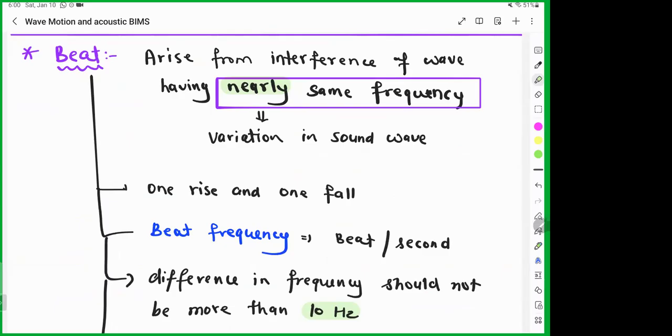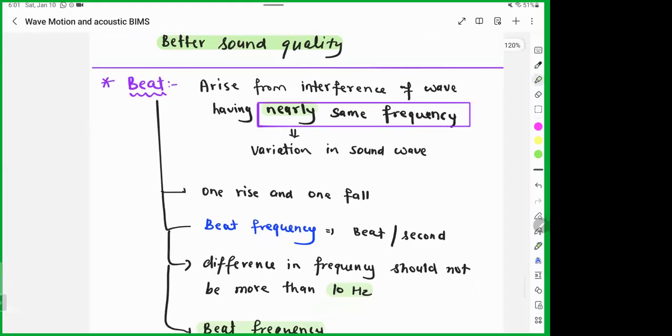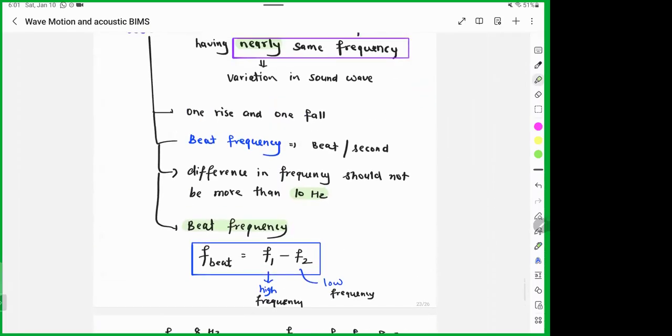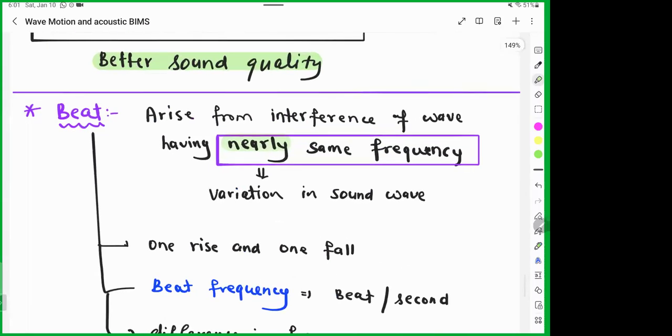Beat. So when you see beat, you have a very small topic. Oh, we are almost done. When you have two sound waves that have almost the same frequency but not exactly the same. Remember, not exactly the same, almost. Example, if one wave has a frequency of 10, another wave has a frequency of 12.